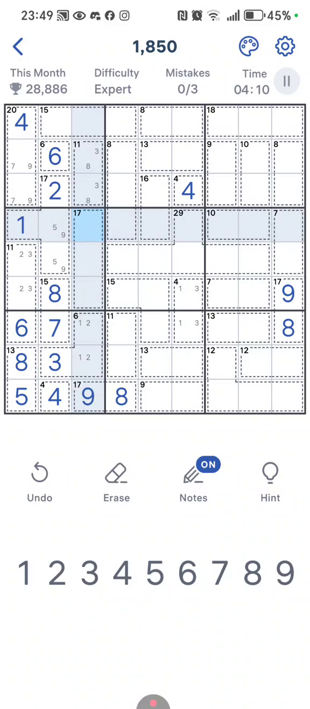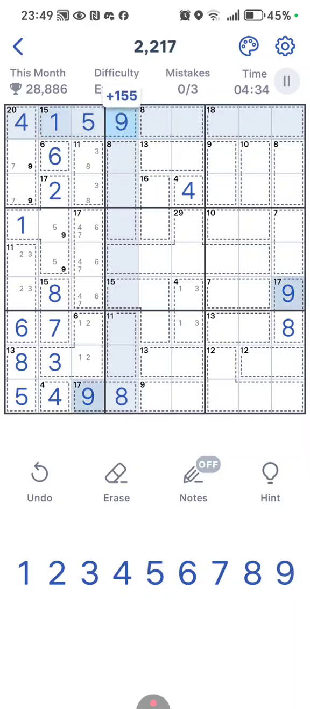So 1, 2, 3. So this has to be 4, 6, and 7. Nothing coming across these rows. So we'll put that in complete. Then what else? 1 goes up here. What goes up here? 1, 2, 3, 4. This has got to be 5. So this has to be 9.